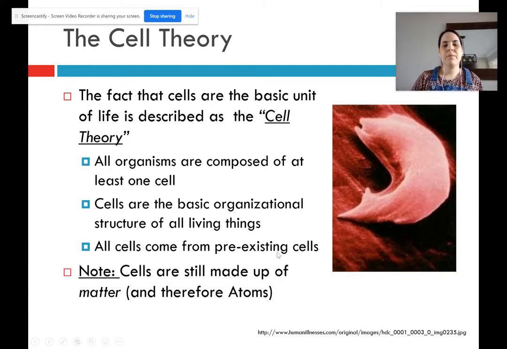Okay. One thing to keep in mind to connect us back to Unit 1 is note that cells are still made of matter. So cells are still made up of atoms, molecules, everything we learned about in Unit 1. But cells are the smallest unit of life. So we wouldn't call an atom alive, okay? It's just an atom. But when something is considered to be alive, it needs to be made of at least one cell, okay?